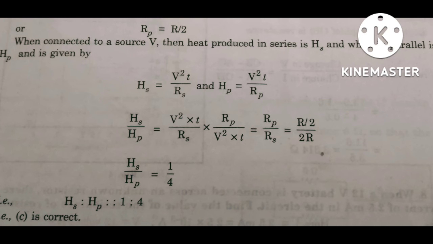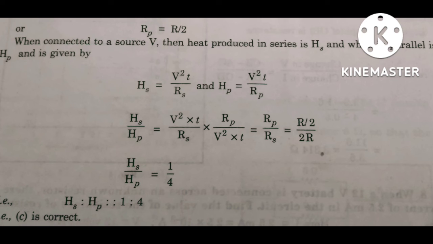So we have to divide V square T by Rs with V square T by Rp. For that we can multiply with reciprocals, right? So I am writing in one step, that is Hs by Hp equal to V square T by Rs into Rp divided by V square T. Okay. Here V square will get cancelled, and T also will get cancelled. Then what remains is Rp by Rs. That is Hs by Hp will be equal to Rp by Rs.